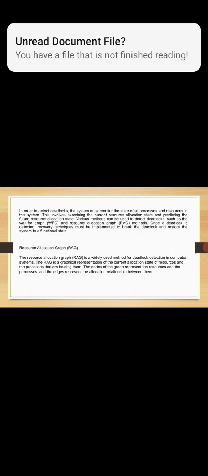Once a deadlock is detected, recovery techniques must be implemented to break the deadlock and restore the system to a functional state. First, we are going to discuss the resource allocation graph.